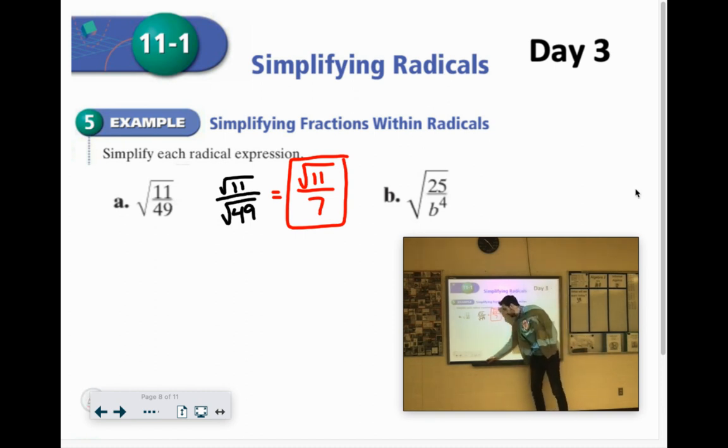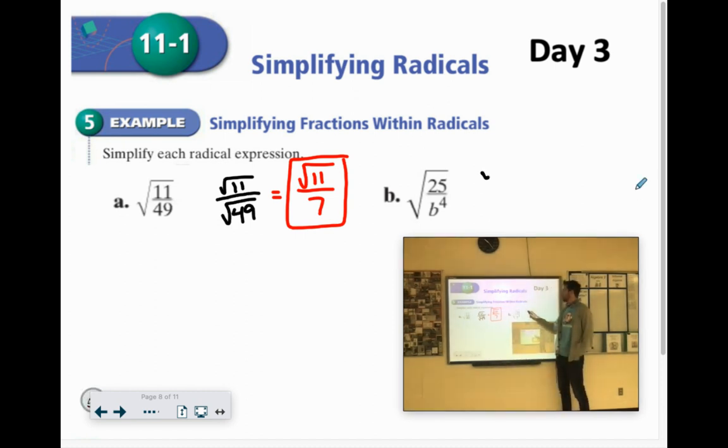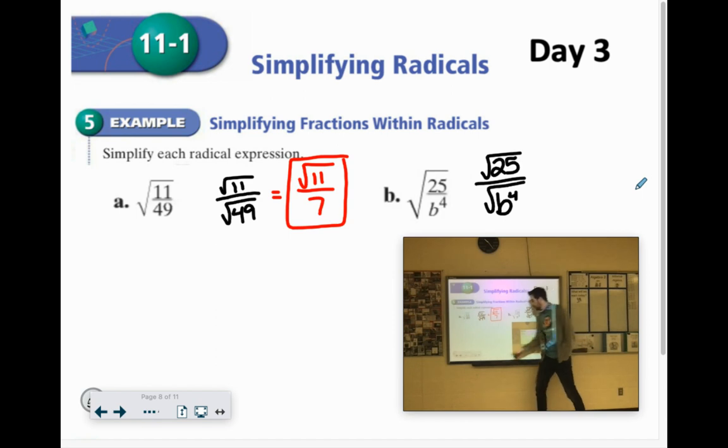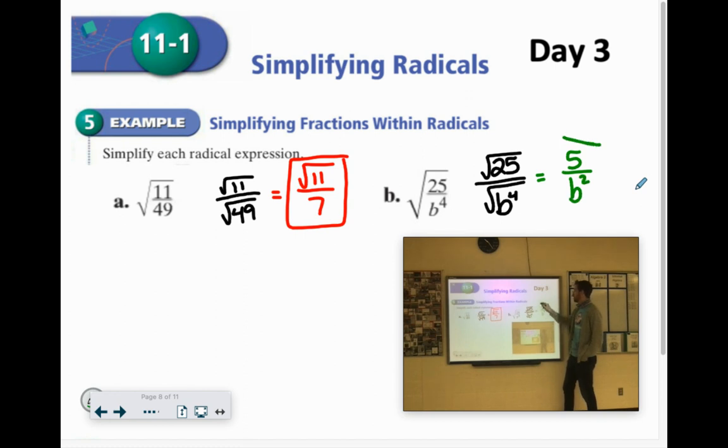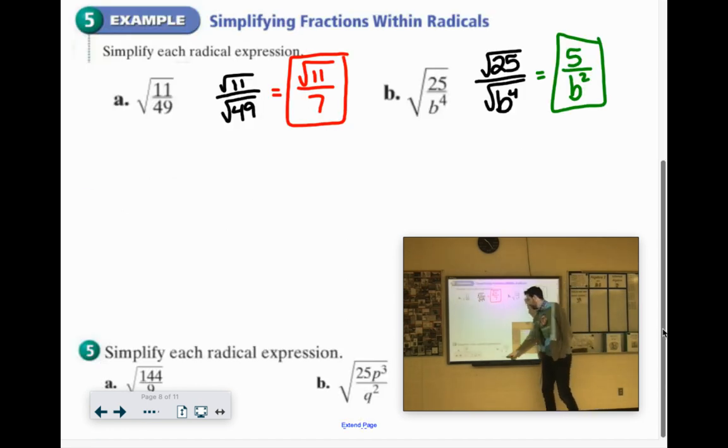So again, on B, we can split it as two radicals. So we can make this root 25 over root b to the fourth. The square root of 25 is 5. And then when you square root something with exponents, remember you divide the exponents by 2. So 4 divided by 2 is 2. So we have 5 over b squared. No more square roots.